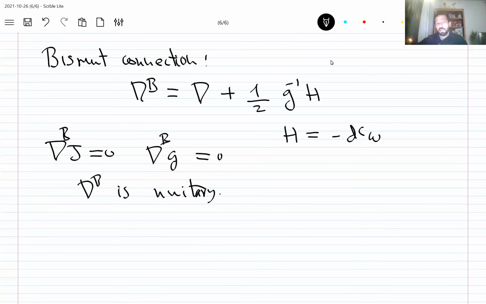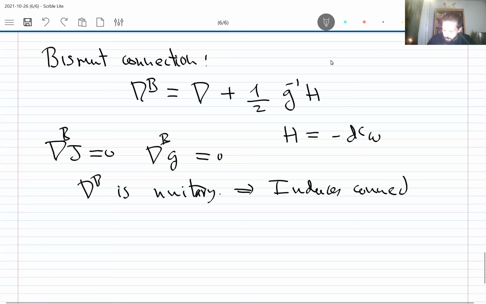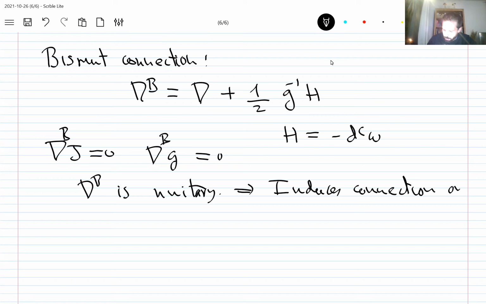Because it is unitary, it induces a natural connection on the canonical and the anti-canonical bundle. So it induces a connection on K_X^{-1}, which is the highest exterior power of the tangent (1,0). So here n is going to be the complex dimension of X.